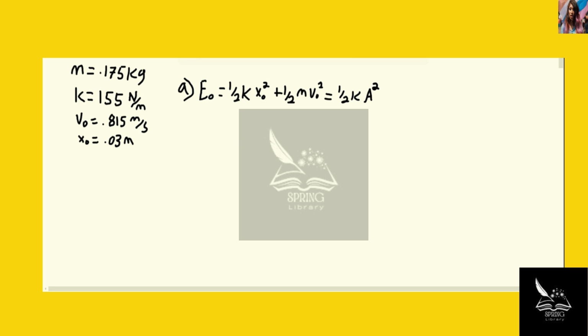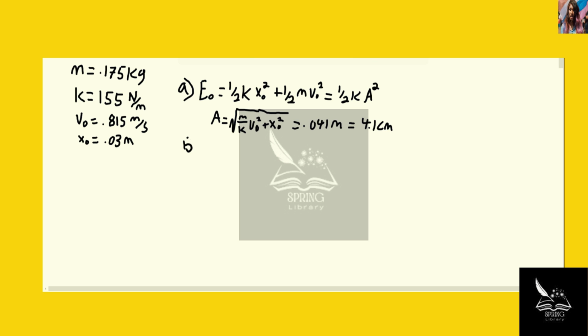We're just going to solve all this for the amplitude. When we do that, we get that the amplitude is going to be equal to the square root of the mass divided by the spring constant times the initial velocity squared plus the initial position squared. If you plug all that in, then you get the answer as being 0.041 meters. But the problem gave it to us in centimeters, so we're going to give it back to them in centimeters and say that it's 4.1 centimeters.